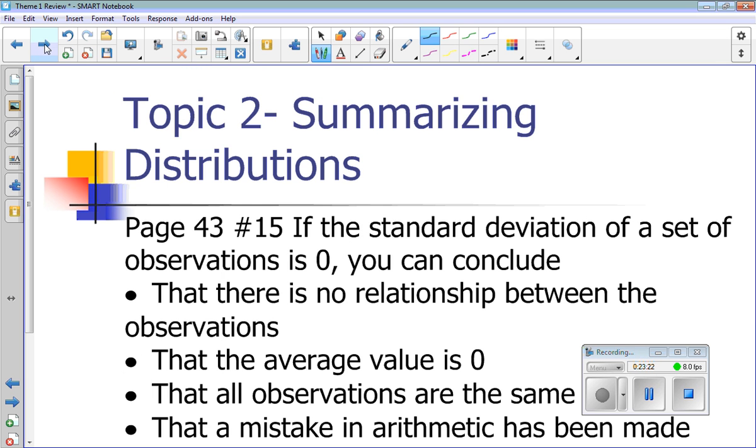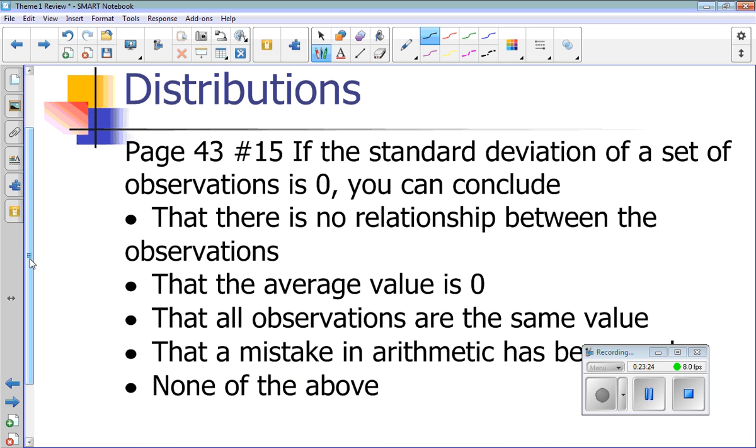All right, what did you think about this one? If the standard deviation is 0, what can you conclude? There's no variability, which means everything is exactly the same, which means that all the observations are the same value. Okay? Good. All right.